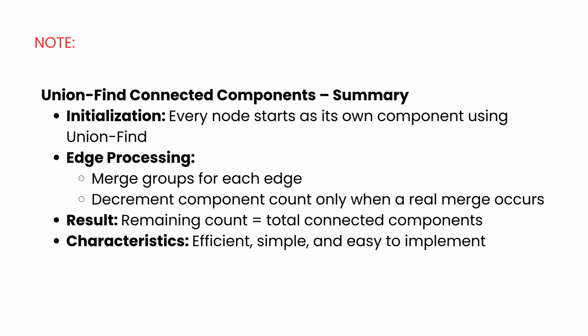And that's how this algorithm works. It first initializes every node as its own component using Union-Find, then it processes each edge to merge components and decreases the count only when a real merge happens, leaving the final number of connected components.